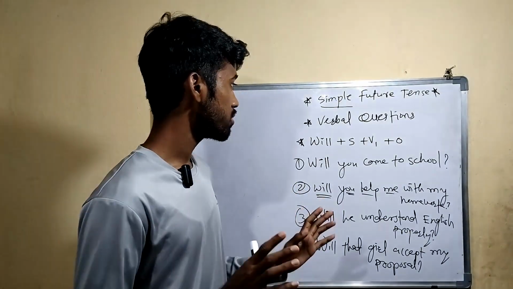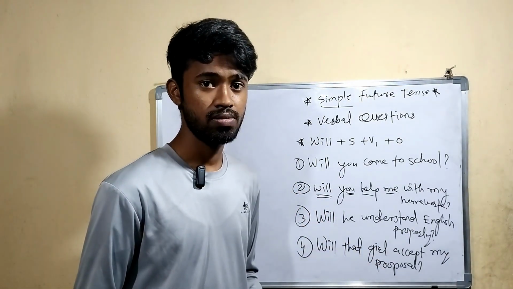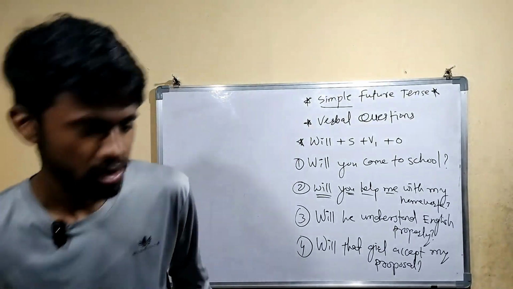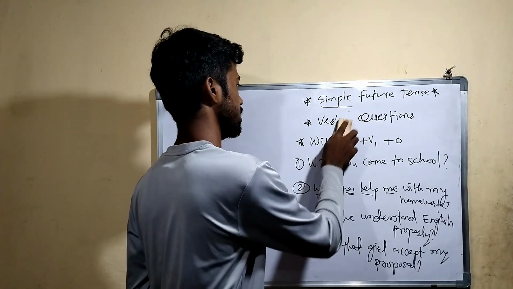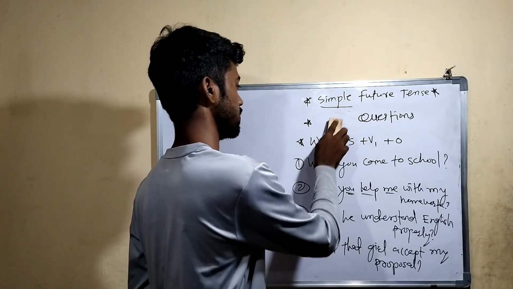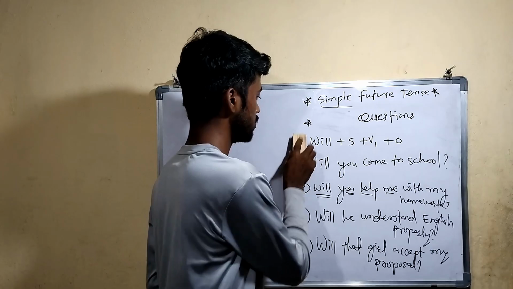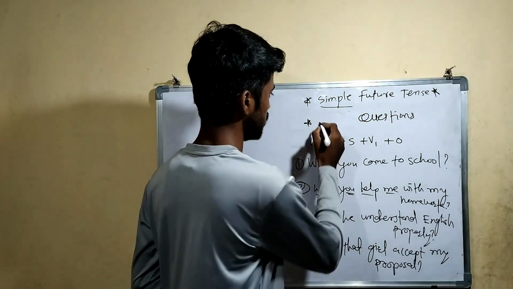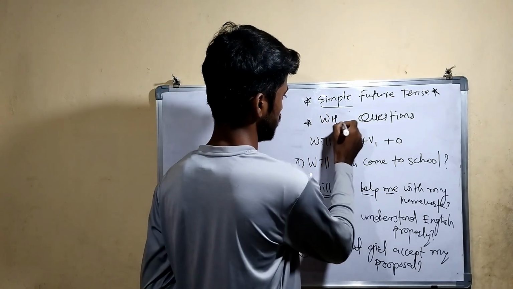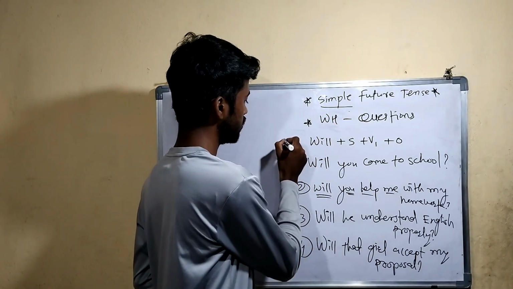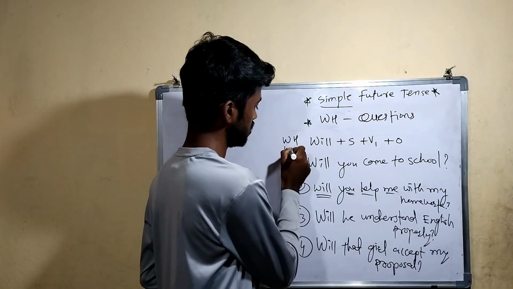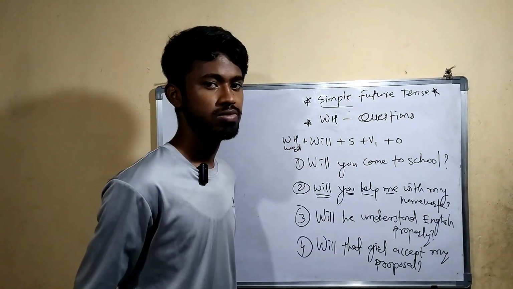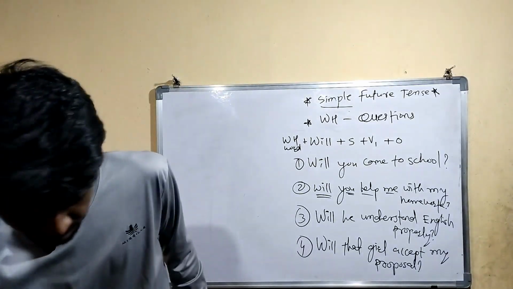In the last we are going to discuss WH questions. Now let's discuss the WH questions. WH questions are very easy when you understand the verbal questions. What extra part we have to do here? Just we need to add WH words. That's it. WH word plus will plus subject plus first form of verb plus object. Remaining all is same. Okay.